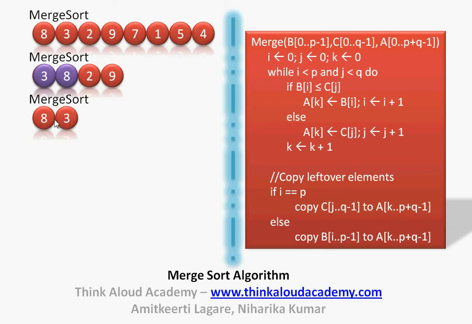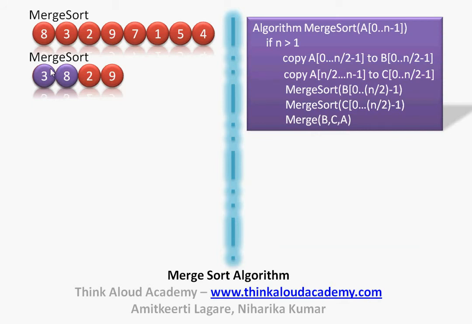So how did we sort? We actually broke this into two sublists. We merged these sublists such that the smallest element goes here and the next smallest element goes here. So we are done with this merge sort. So we have gone back to the parent of this.